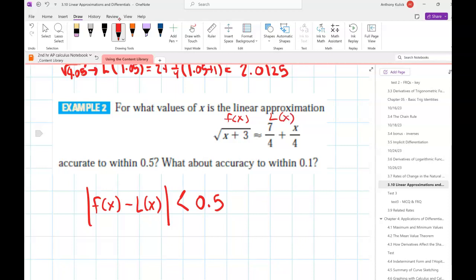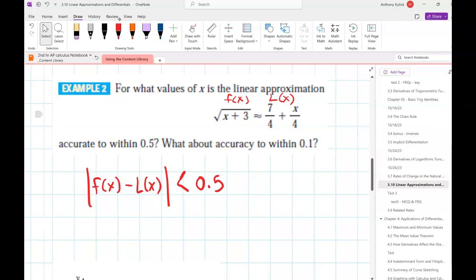Yeah. So that's my f of x and that's my L of x, right? Yes. So this is what I need to solve. Everybody agree? Okay.